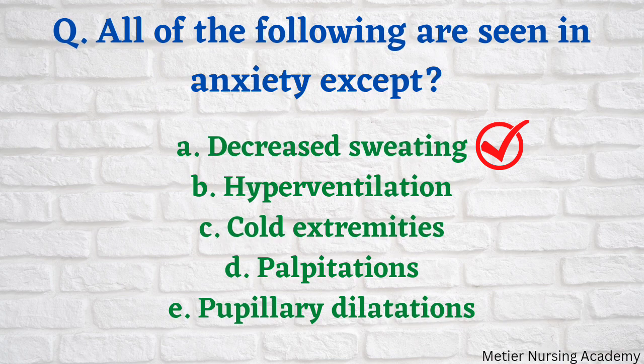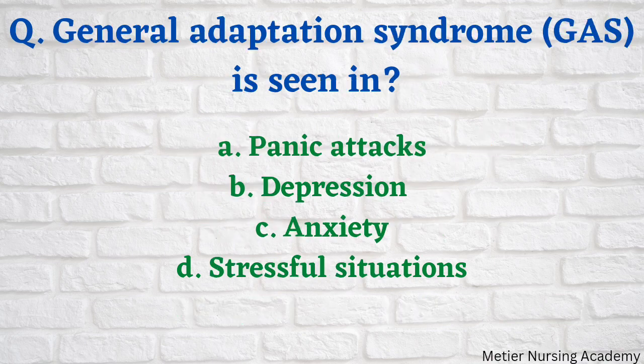Pupillary dilatation. Whenever the sympathetic nervous system is activated, pupillary dilatation will take place. Instead of contraction, what will take place? Dilatation. So all the options are related to what? Sympathetic nervous system stimulation during anxiety, except decreased sweating. That's why I selected option A.